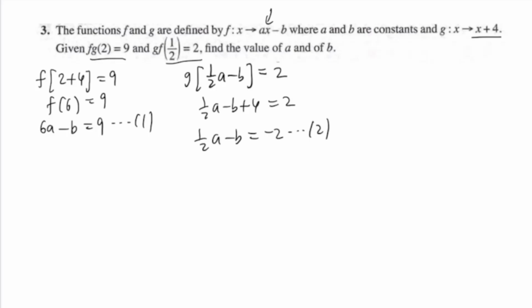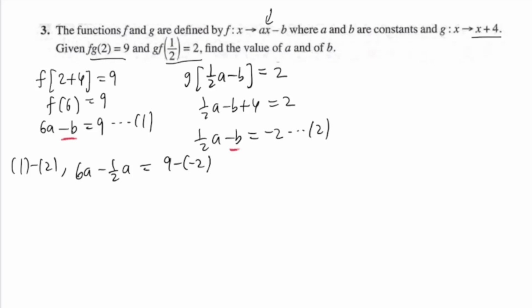Now, although I know a lot of people don't like fractions, you can choose to multiply by 2. But I look at it that my coefficient of b is negative 1 each. So it's easier to just eliminate straight away. That is, we take equation 1, we minus equation 2 straight away. It's just that we have to deal with fractions. But it's not too difficult, right? I hope so. It's 6a minus half a, 9 minus minus 2.